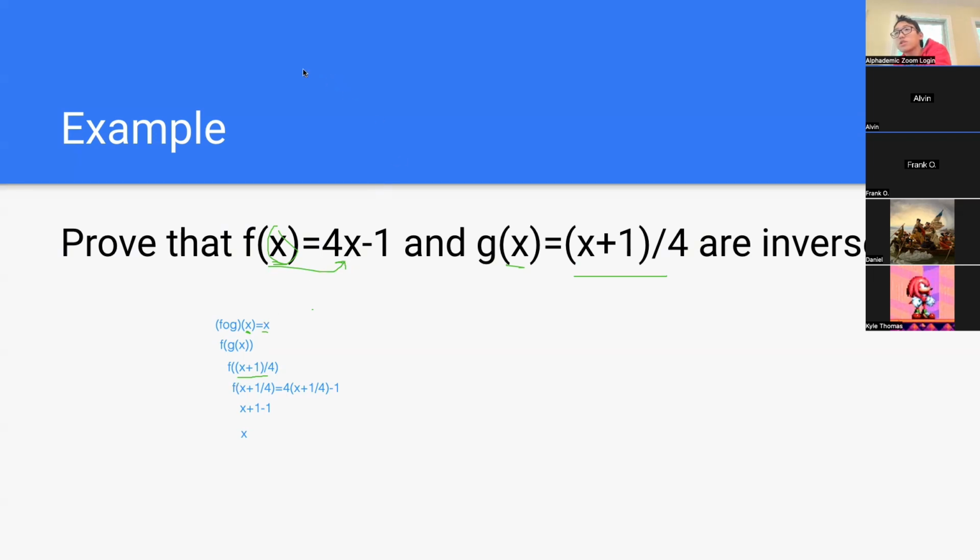Does anyone have any questions on proving function inverses? All right, I do not see any questions.